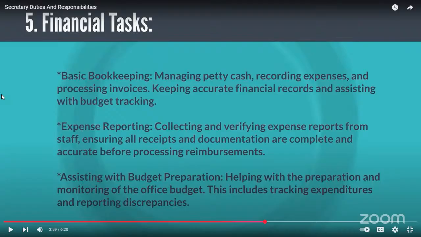So over and above was 20,000. So she or he needs to have the bills in place that show this much was the spending which I did, and at that time I paid from my pocket or I arranged it from somewhere else. So that has to be there. Expense reporting: collecting and verifying expense reports from staff.